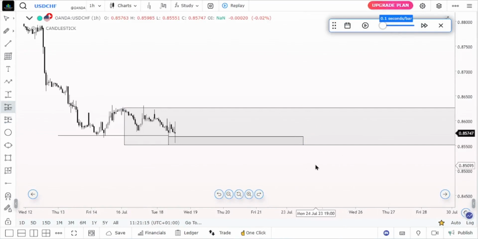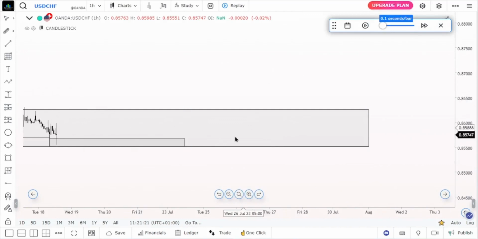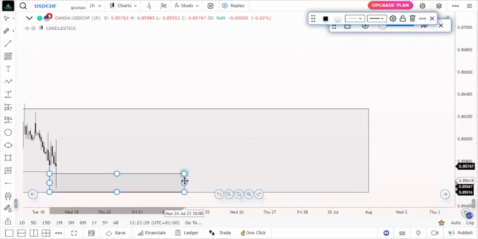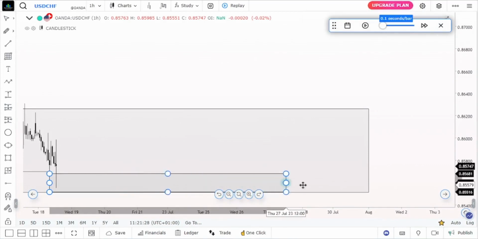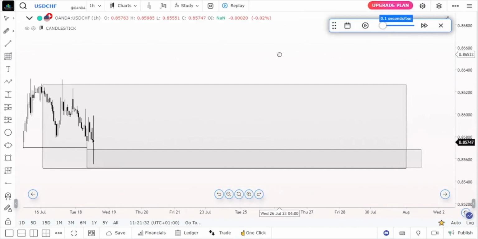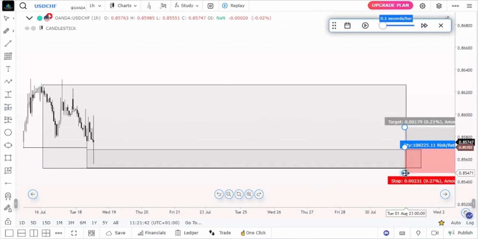But we can refine this more. Let me stretch it out very, very well so that we don't have to do that again. All right, as you can see, we stretch it out now, so we can look for an opportunity to go long. We want to go long from here. Let's see what happens. Give a buffer to your stop loss.